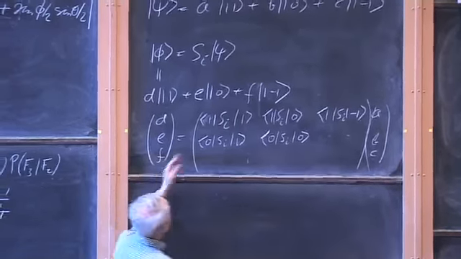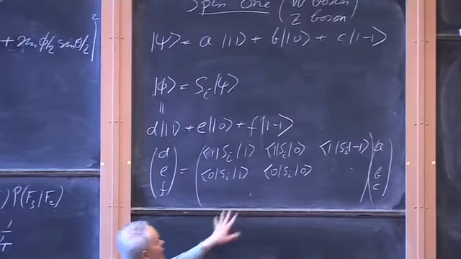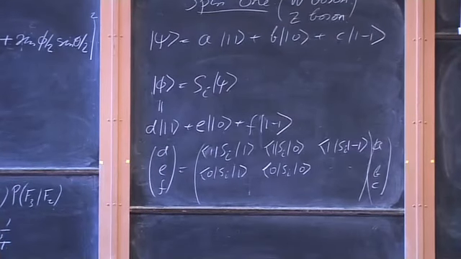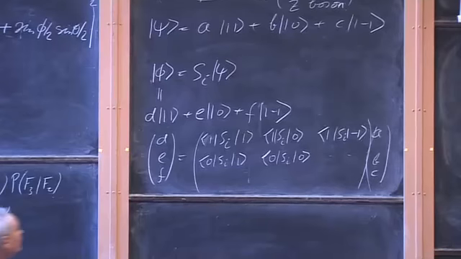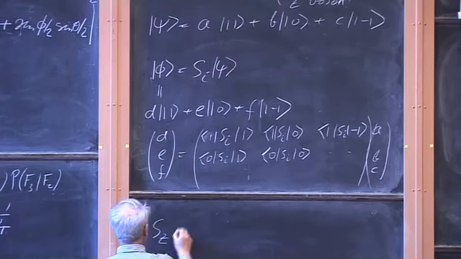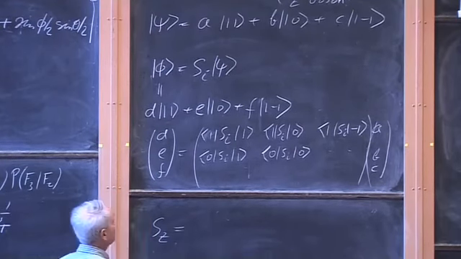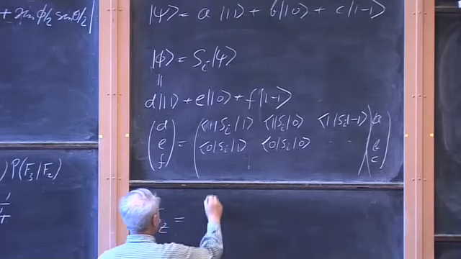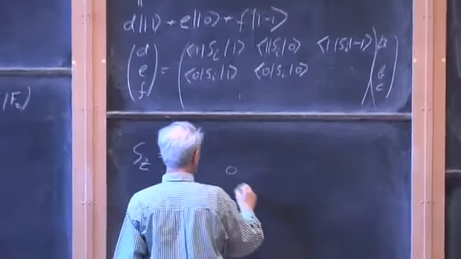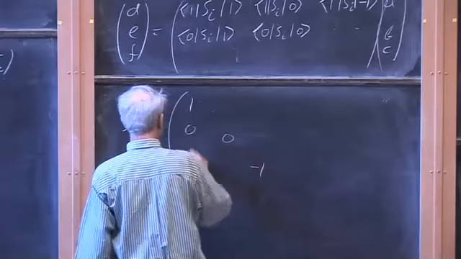We need 3 matrices, one for Sx, one for Sy, and one for Sz. Sz will be the easy one to do. Sz will be the matrix of its eigenvalues down the diagonal. So that'll be 1, 0, minus 1, and 0 everywhere else.